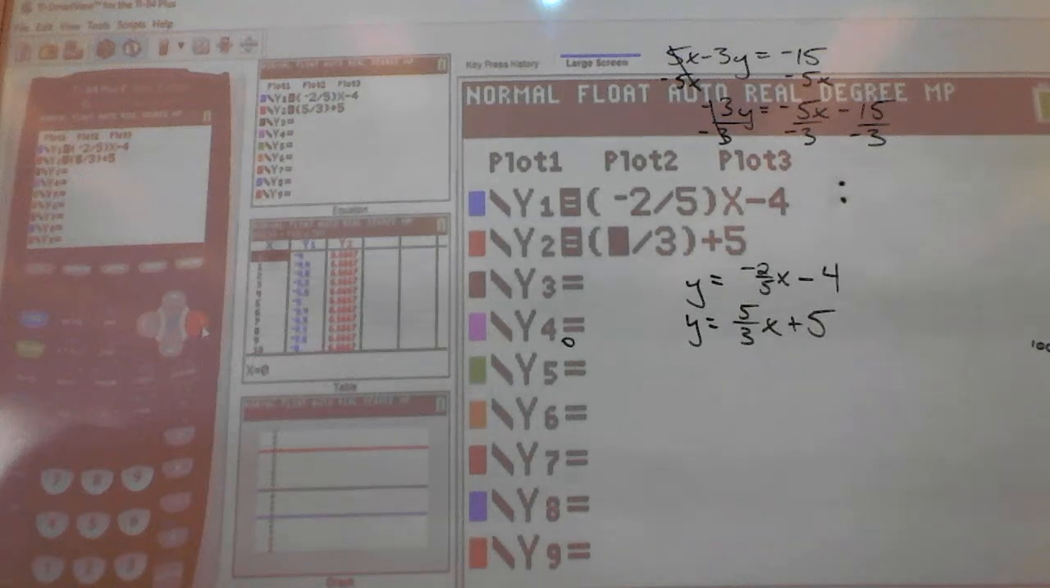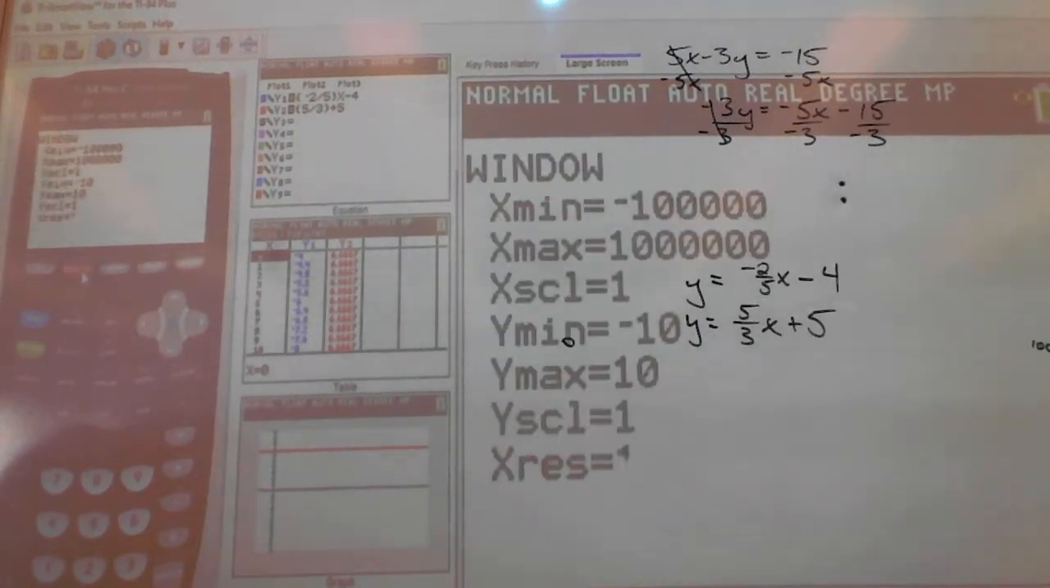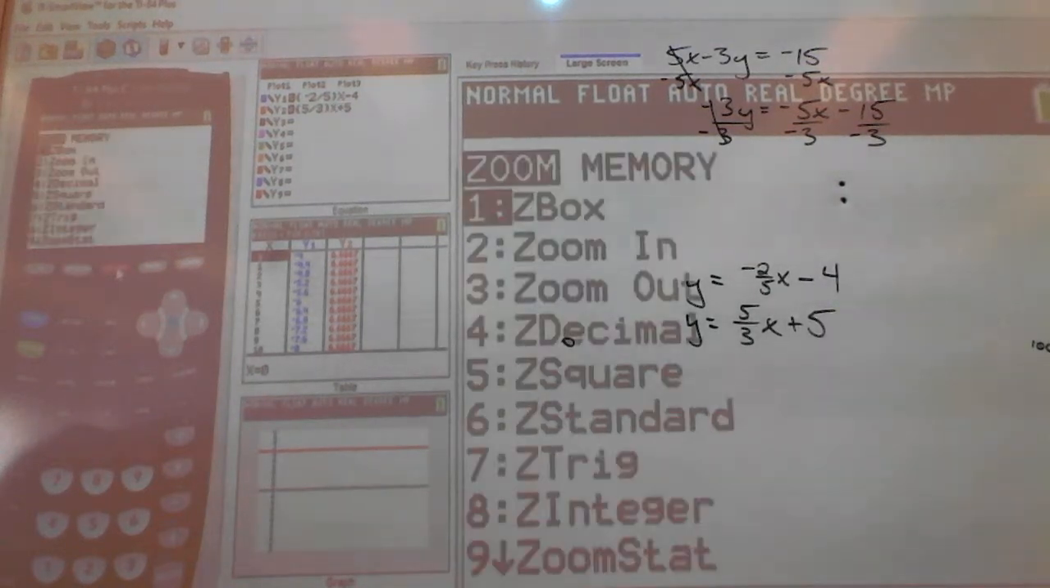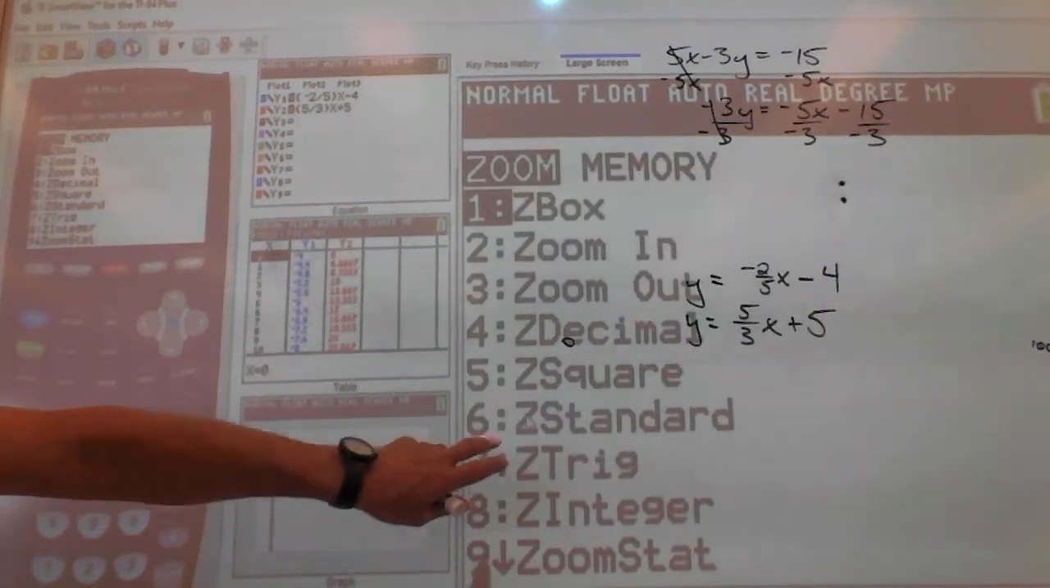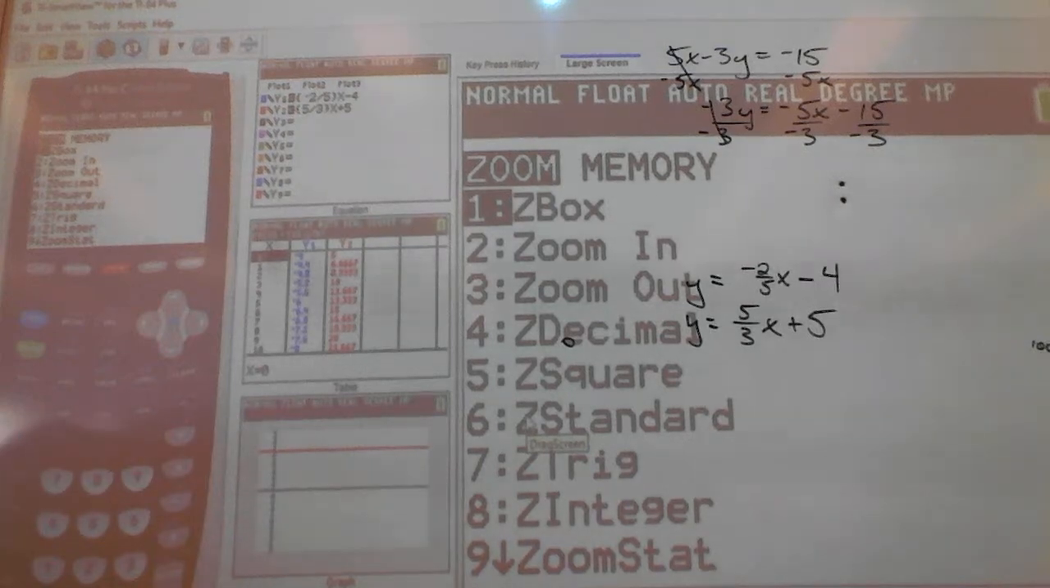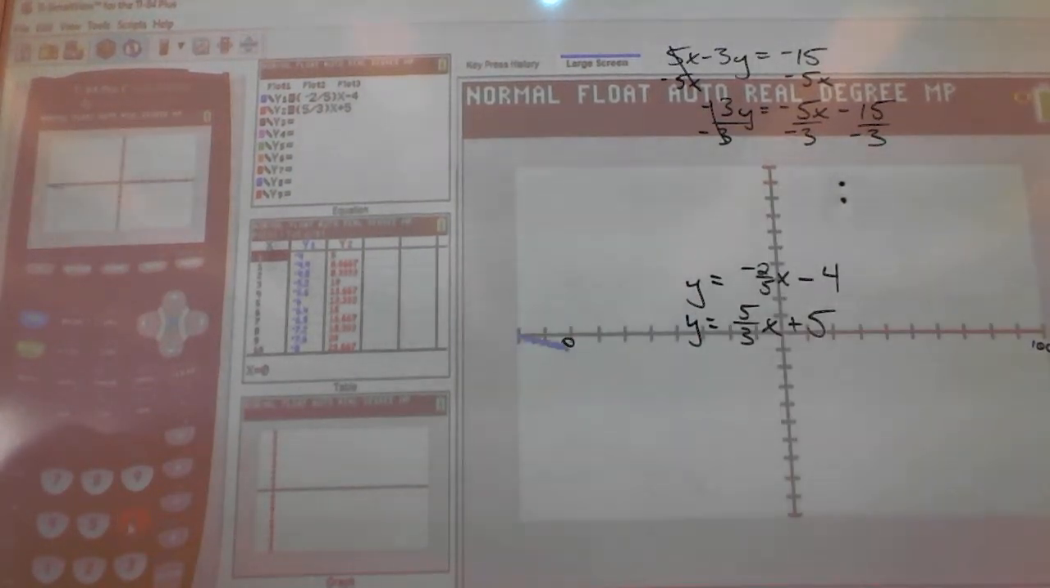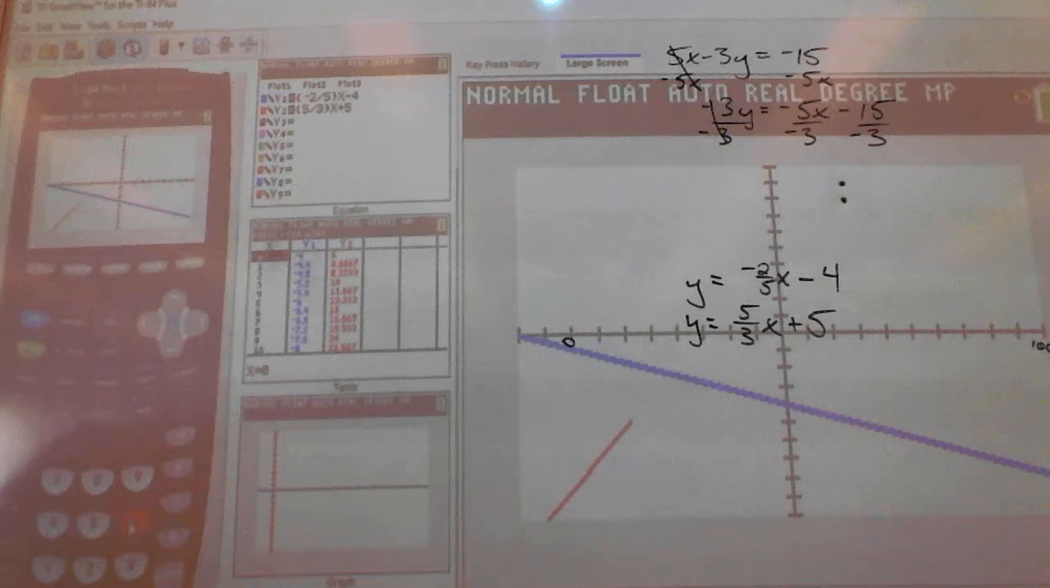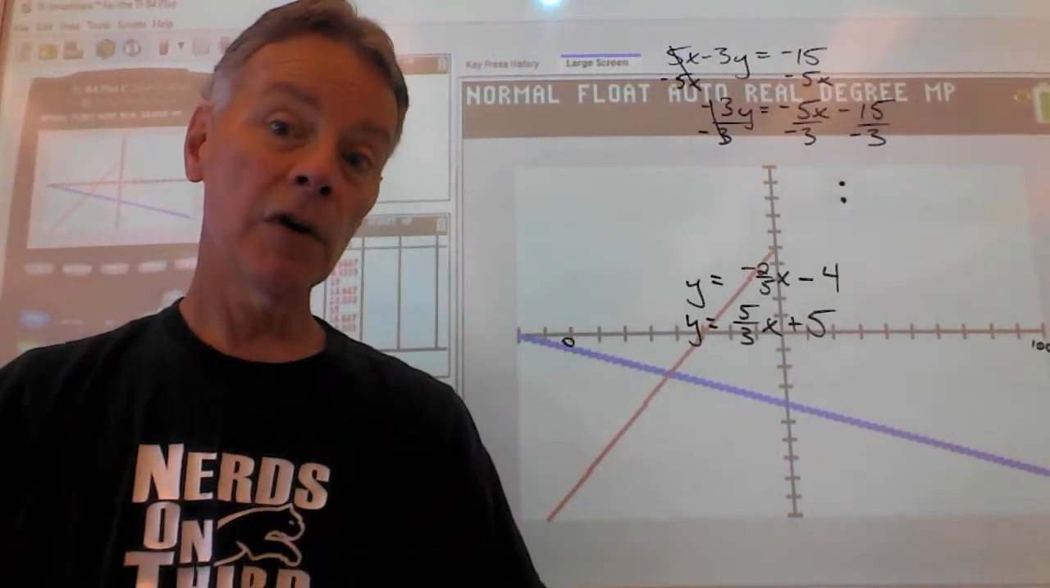And the second equation is -5/3 x plus 5. Now I'm going to put my window back to normal by pressing zoom, and I want the standard window, so I want 6. And now you'll notice that when they're graphed, they look very different because they have variables.